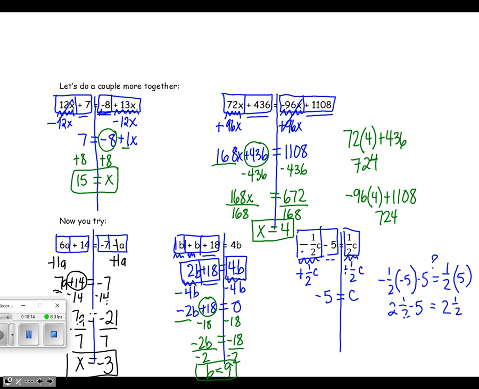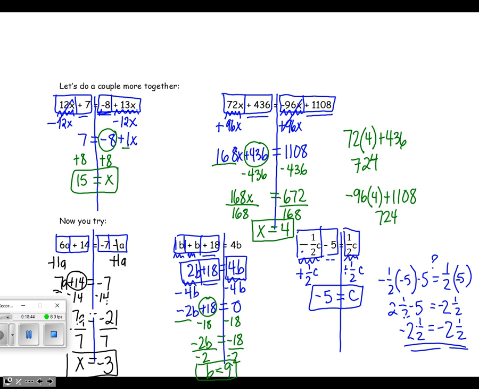That's not working right. Oh, because this is supposed to be negative. I knew something was wrong. Okay, so 2.5 minus 5 is negative 2.5. You can put it in the calculator, or maybe you just knew that in your head like I did. But both sides equal negative 2.5. So c equals negative 5. That is the correct answer.